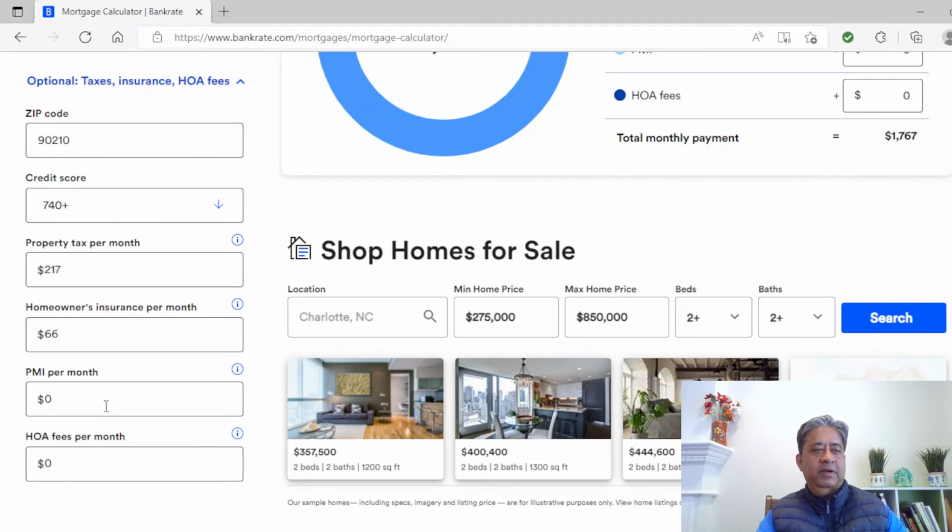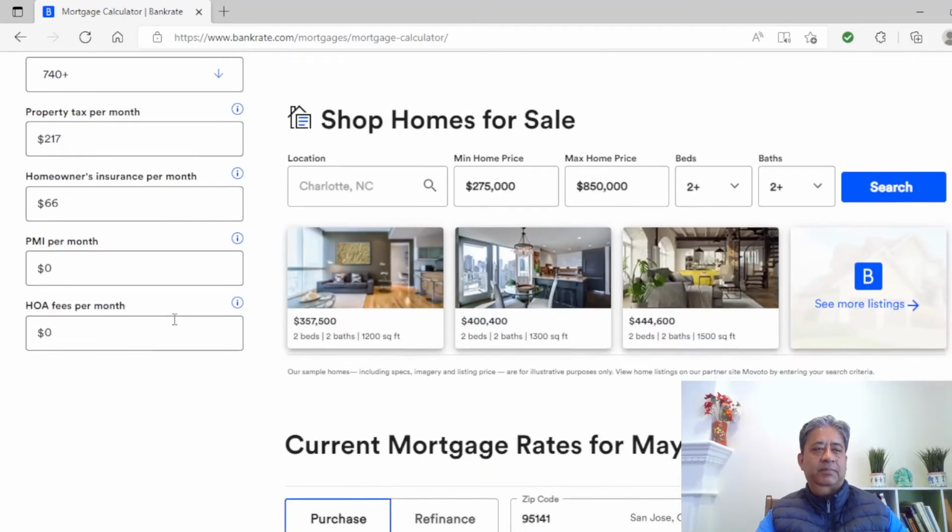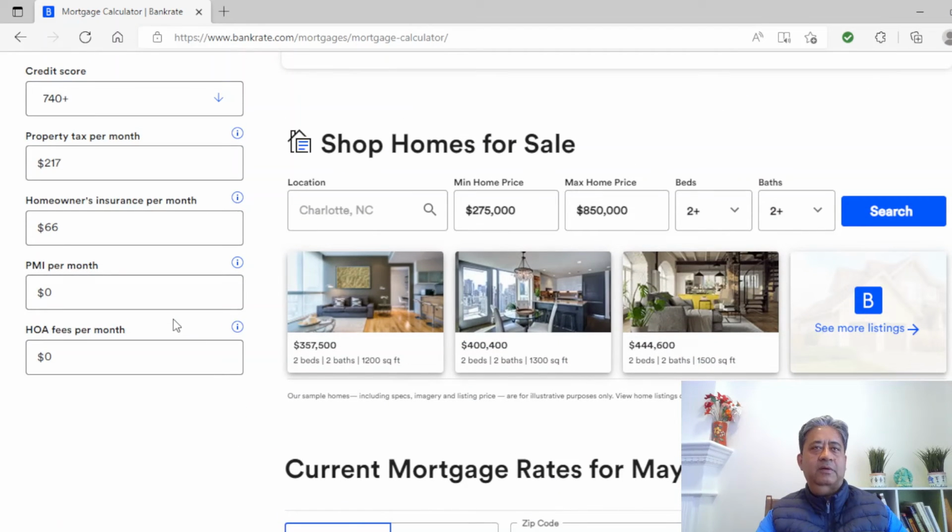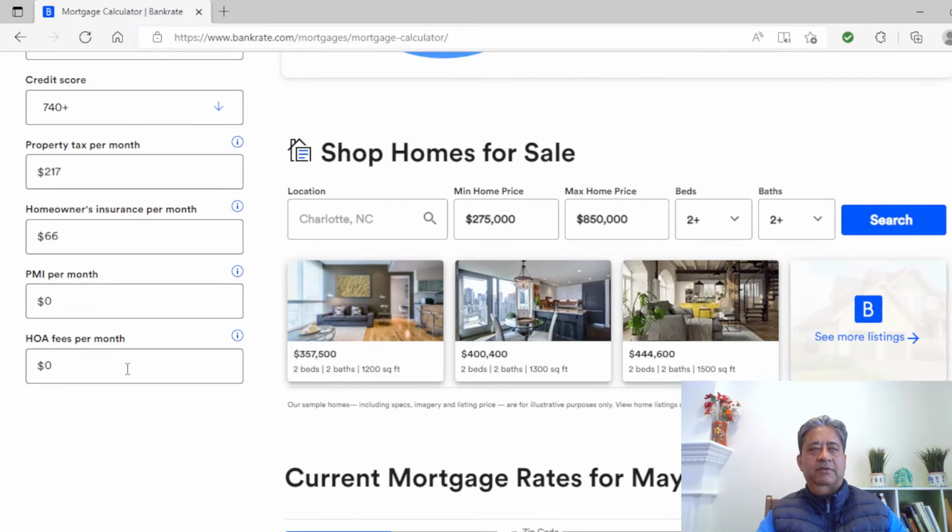PMI stands for private mortgage insurance. If you pay less than 20% down payment, the PMI kicks in. That is to ensure the lender has insurance in case the borrower is not able to make the payments. So this PMI is applicable. And also if you have any homeowner association fees that you are going to be paying every month.